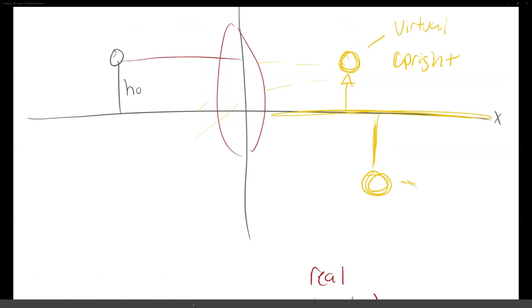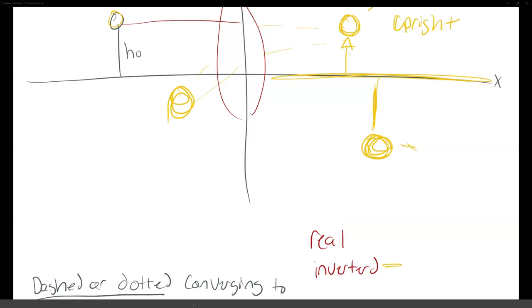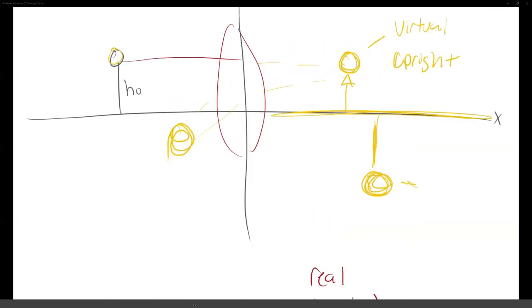Is it possible to be virtual on the opposite side? Let me look. Because it'd be easier just to say, if you have an object and the image is on the same side, it's probably virtual. And if it's on the opposite side of the lens, it's probably real. Does that make sense? Because if it's on the same side, it would have to be a reflection of some kind.